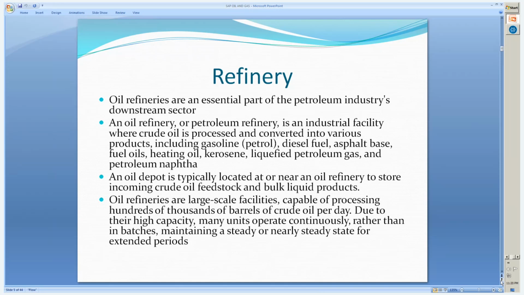So basically, a refinery happens to be a continuous process where it will continue to refine the crude oil to sustain the requirements on the demand side, to keep on supplying to the various locations, thereby always maintaining a steady or nearly steady state for extended periods. So they have to not only make the end products, but also maintain enough stocks at their location so they can be in a position to supply, depending on the demand, to the retail outlets.